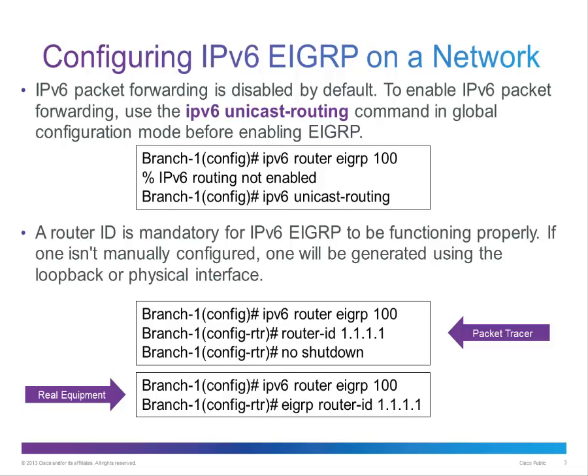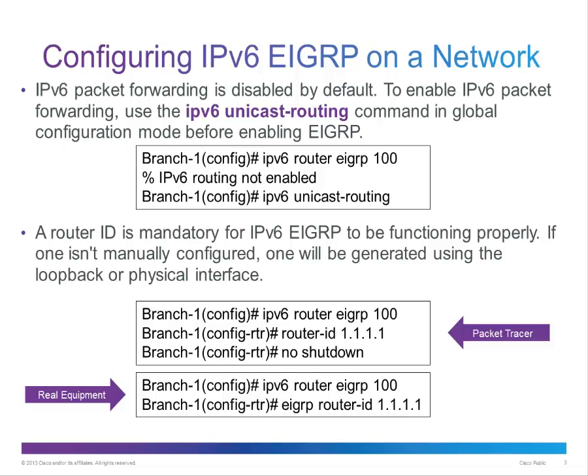When enabling IPv6 EIGRP on a router, you must first make sure IPv6 unicast routing is enabled, or you will receive an error message. Once that is configured, we can go ahead and enable EIGRP on the router along with the router ID. The EIGRP router ID is normally selected in the same manner as OSPF. The highest IP address assigned to a loopback interface is selected as the router ID. If there are not any loopback addresses configured, the highest IP address assigned to any other interface is chosen as the router ID. Or we can simply hard code the router ID using the EIGRP router ID command.